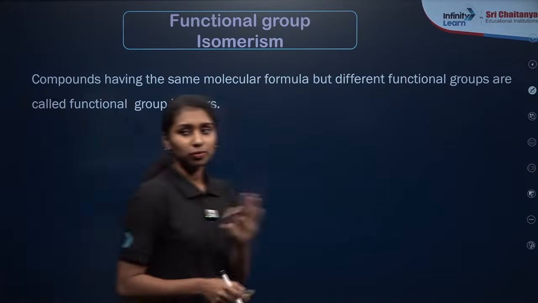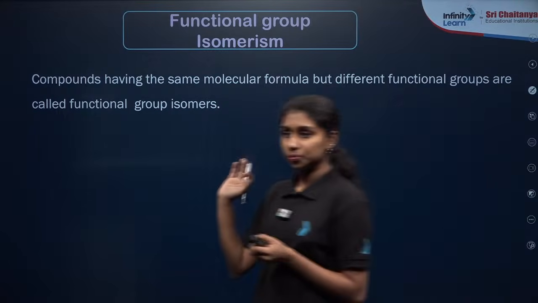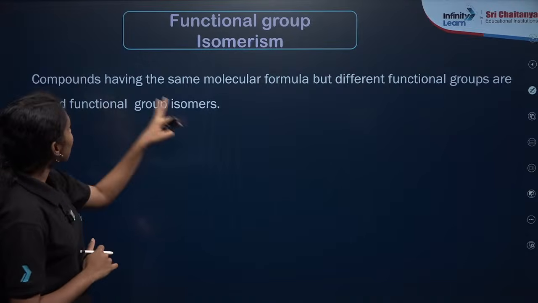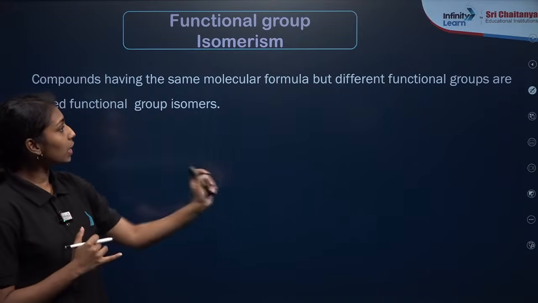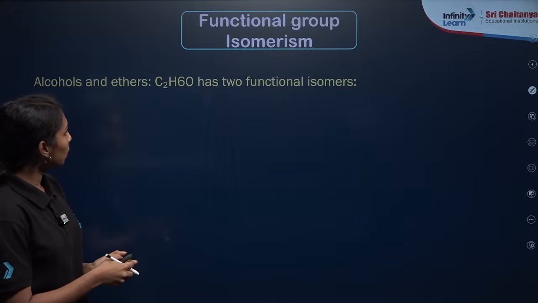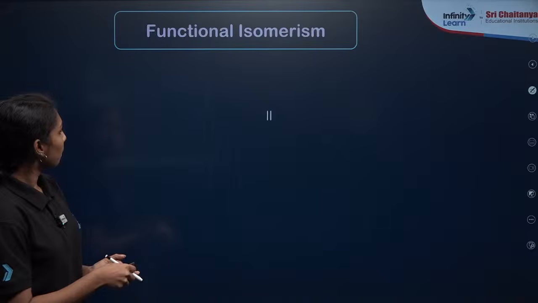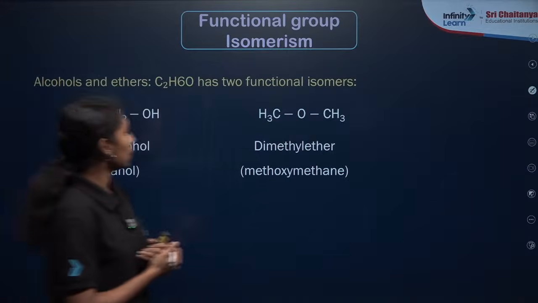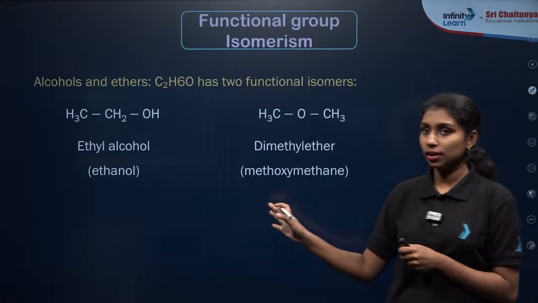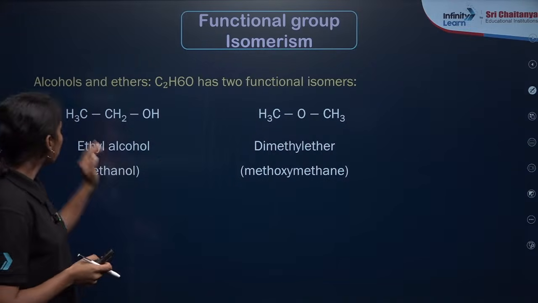Third case, I am just going fast here. The third case is functional group isomerism. The compounds having the same molecular formula but different functional groups are known as functional group isomers. For example, here two compounds are given, right? Yes, we need to learn this also.